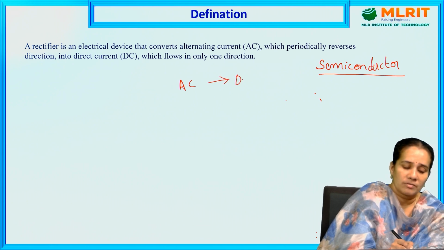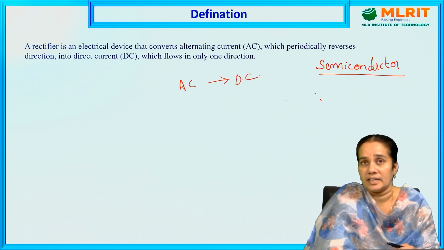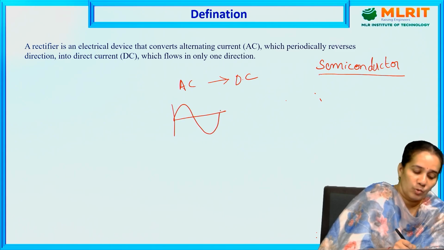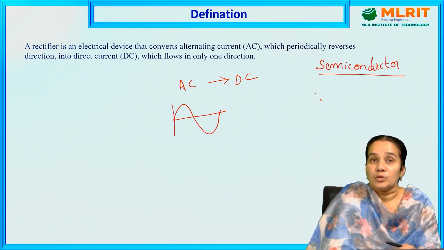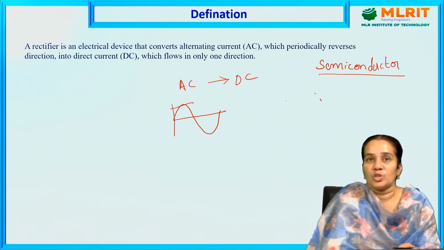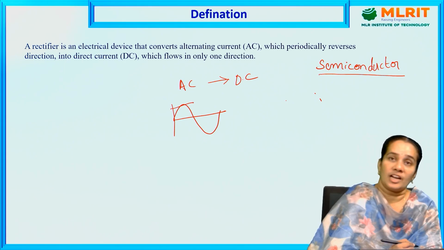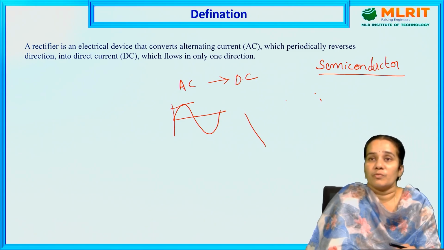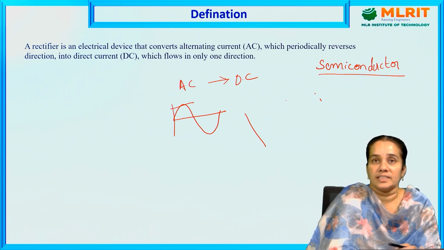Why do we have to convert alternating current into direct current? Alternating current contains both a positive half cycle and a negative half cycle. During the positive half cycle the device will be charged, and during the negative half cycle the device will be discharged. When it is discharged, there is no charge in that device.